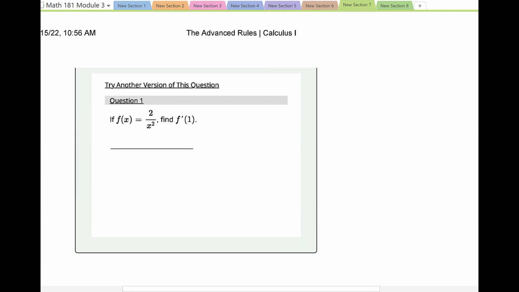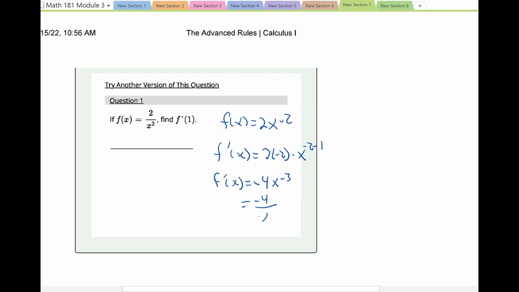Now this one, they want us to find f prime of 1. So I'm going to say f of x could be written as 2x to the negative 2. So f prime of x is going to be 2 times negative 2 times x to the negative 2 minus 1. Our f prime of x is negative 4x to the negative 3, or negative 4 over x cubed. So if we look at the first derivative at 1, that's negative 4 over 1 cubed, which is negative 4 over 1, which is negative 4.